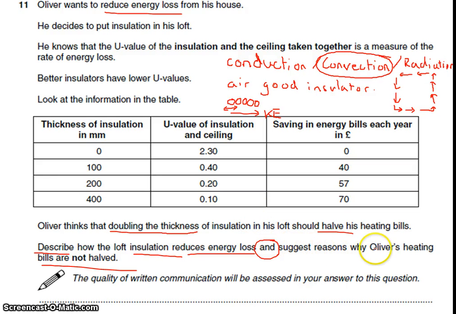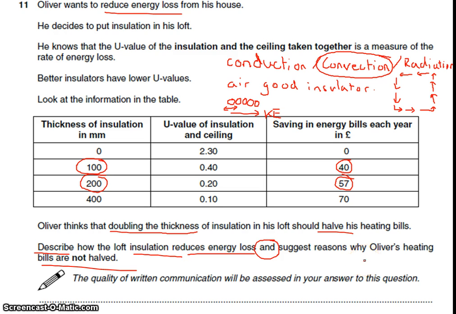The second part of the question: reasons why Oliver's heating bills are not halved. Well, what you would need to do for this is look at examples in the table. You can see the insulation's been doubled here, but you can see that the bill hasn't been halved. So you can give quotes from the table to support that.